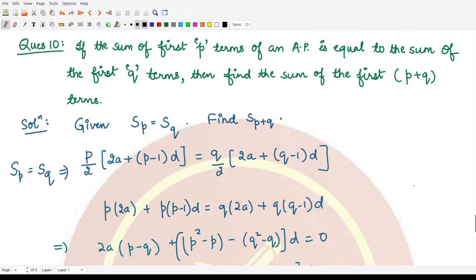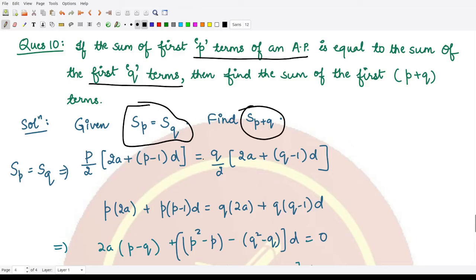In this video, we shall be looking at question 10 from exercise 9.2. So here in this question, they are saying that if the sum of first p terms of an AP is equal to the sum of first q terms of an AP, then we need to find the sum of the first p plus q terms. Right, so here it is given that S_p is equal to S_q. We need to find what is S of p plus q.